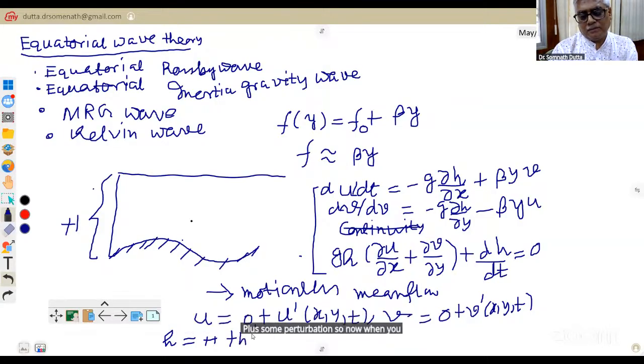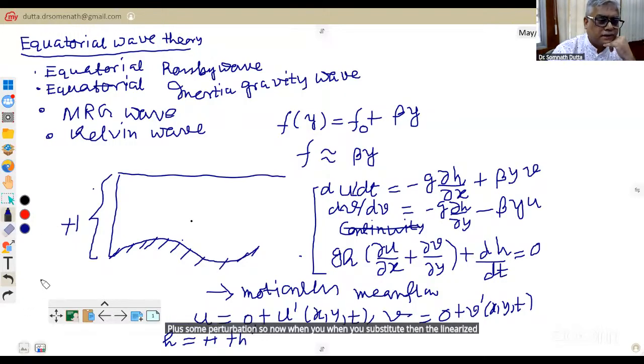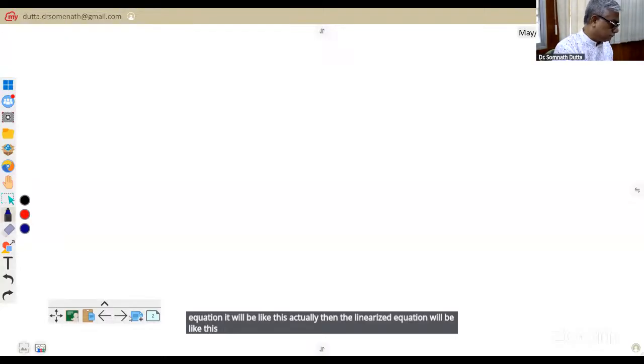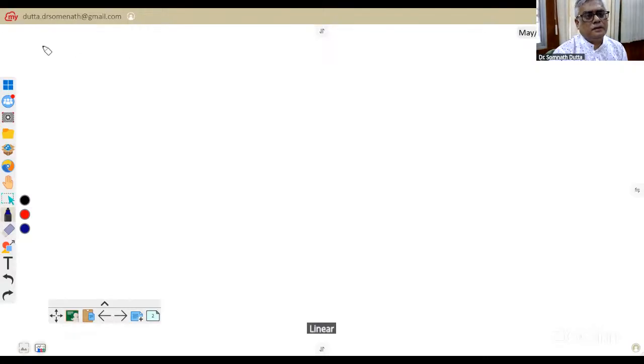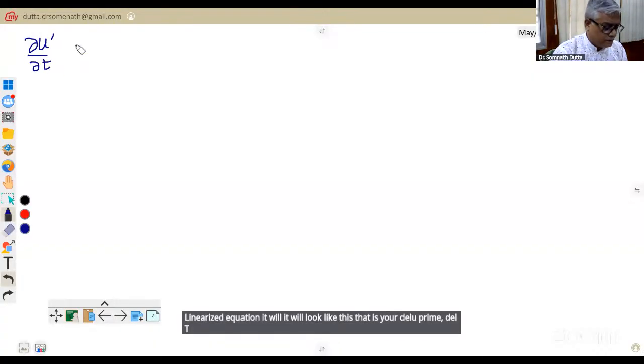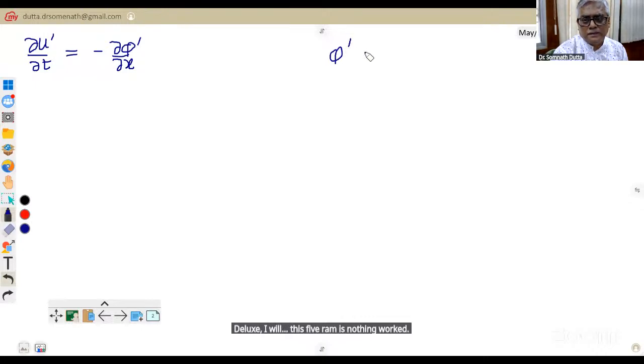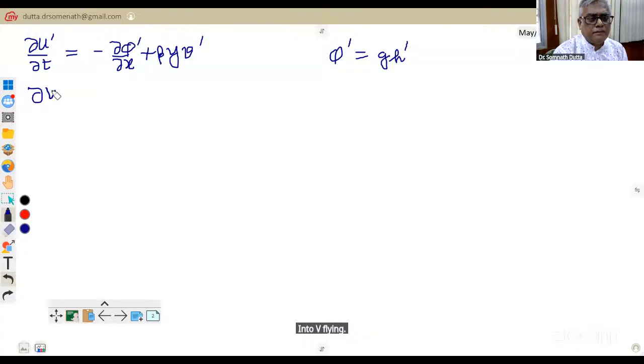So now when you substitute, the linearized equation will look like this. That is del u prime del t is equal to minus del phi prime del x plus beta into y into v prime. This phi prime is nothing but g into small h prime. H prime is nothing but the perturbation height. Then del v prime del t.